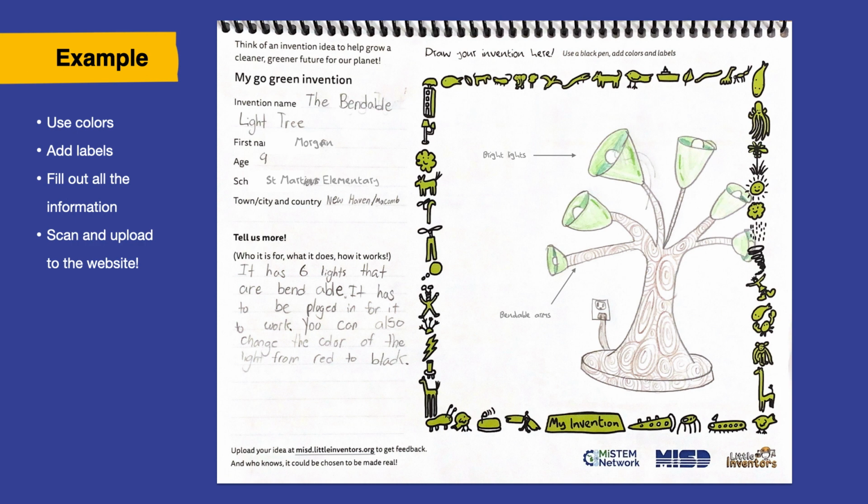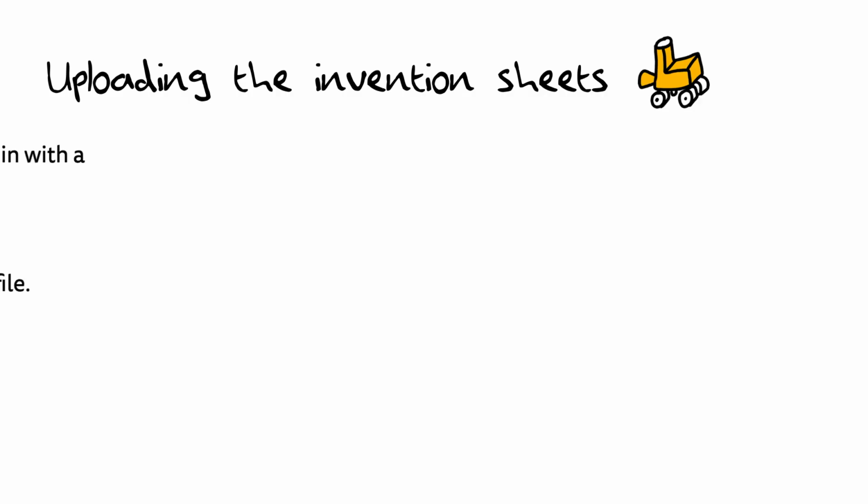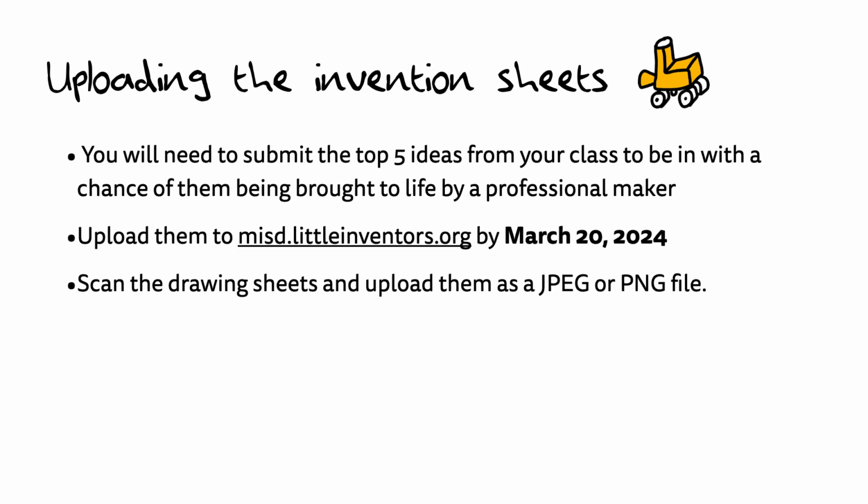Here is an example from last year's Go Green challenge of a completed invention drawing sheet. We've changed some of the details for privacy. Each classroom is permitted to submit their top 5 ideas. If you're a specials teacher with 3 classrooms, you can submit 5 ideas per class.